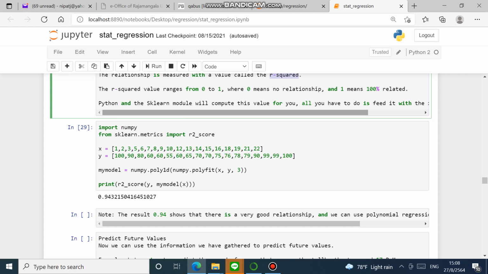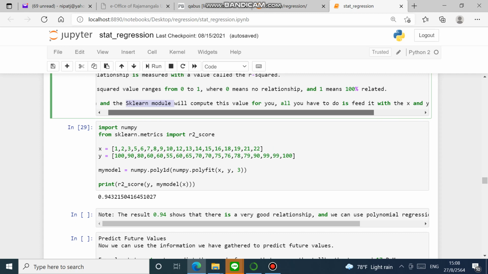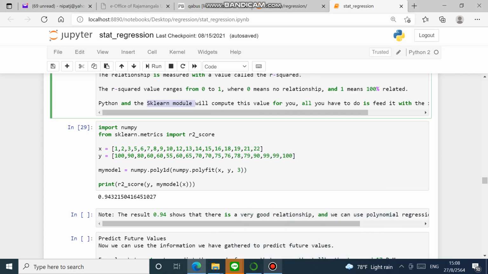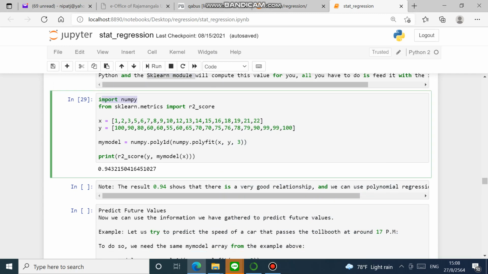Python and scikit-learn, another module I would like to mention later, will compute this value for you. If you want to learn more about machine learning, the scikit-learn module is one of the very powerful and important modules. All you have to do is feed it the x and y arrays. Look: import numpy, and from sklearn.metrics import r2_score, because we are going to compute R squared; R2 is R squared.